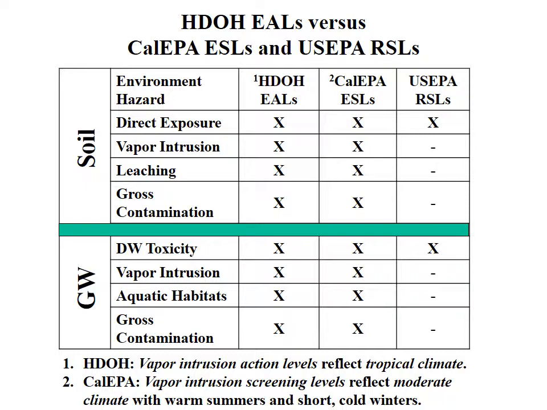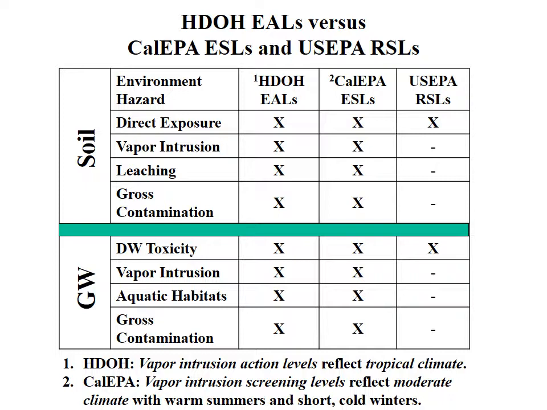So a quick comparison here. Hawaii's action levels, you see all the X's beside the soil and groundwater target environmental hazards. Of course, we address all these. If you're familiar with California's ESLs, they address the exact same environmental hazards, not a surprise. We coordinate updates for our guidance and make sure we're roughly doing the same thing.